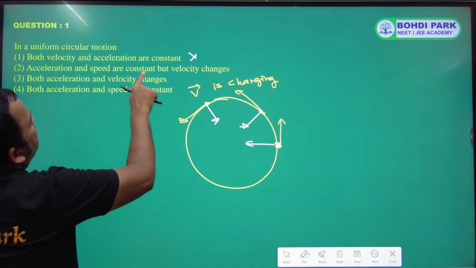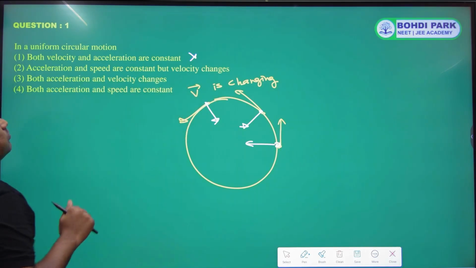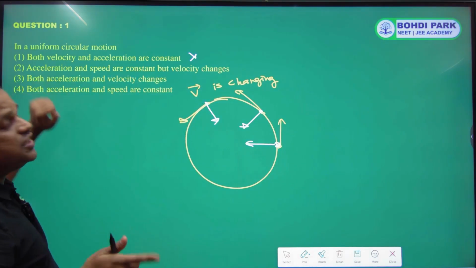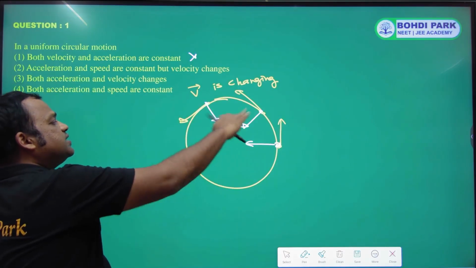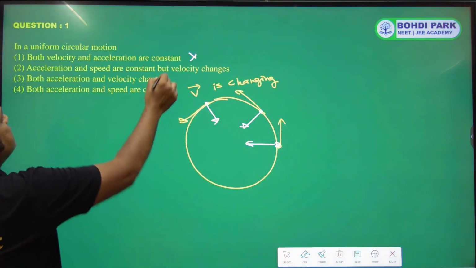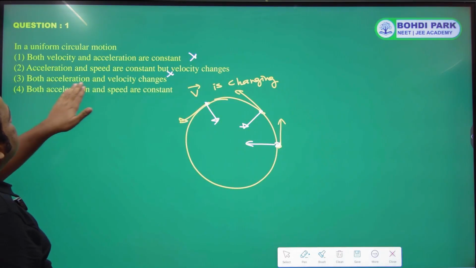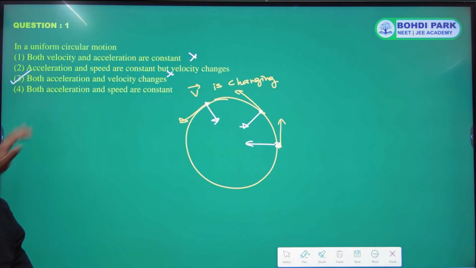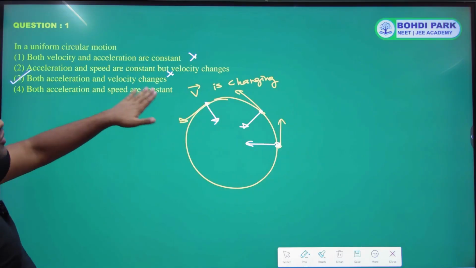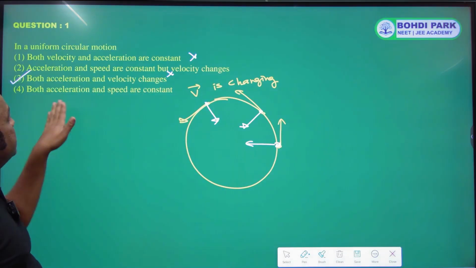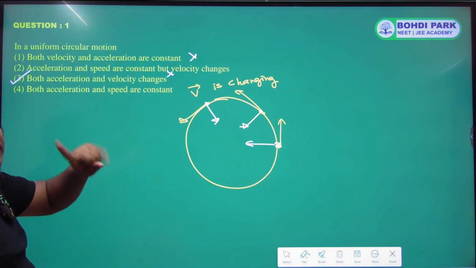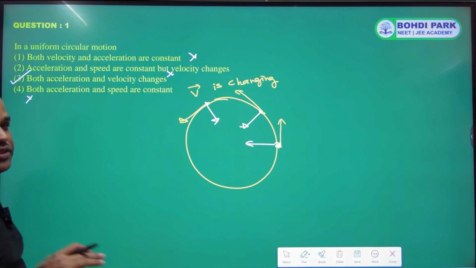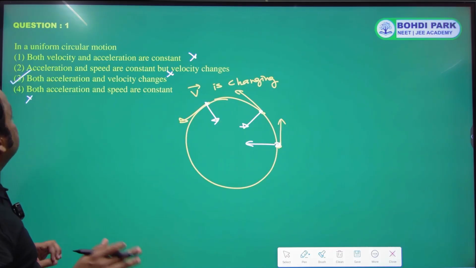Acceleration and speed are constant but velocity changes. Speed is constant, velocity is changing, acceleration also changing because direction is changing. So second statement also wrong. Both acceleration and velocity changes, so that is correct. Both acceleration and speed constant. Speed is constant but acceleration is not constant because direction is changing. So fourth statement wrong. Okay, so finish. Let's start next question.